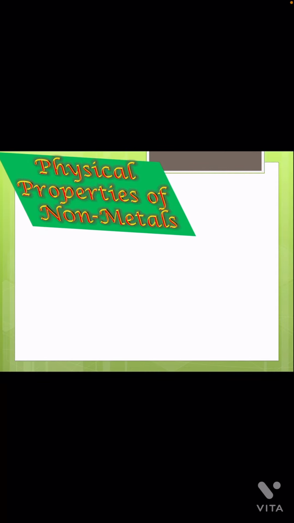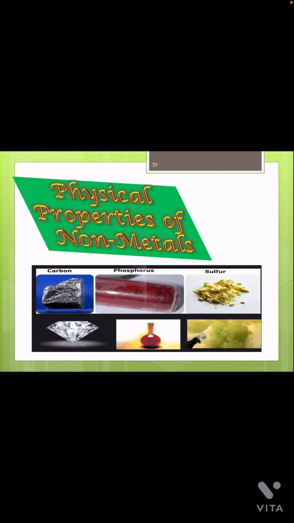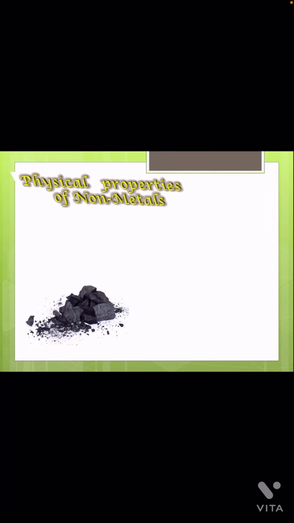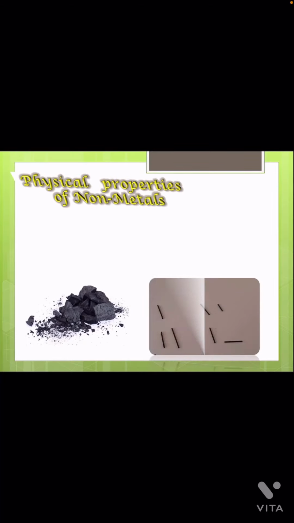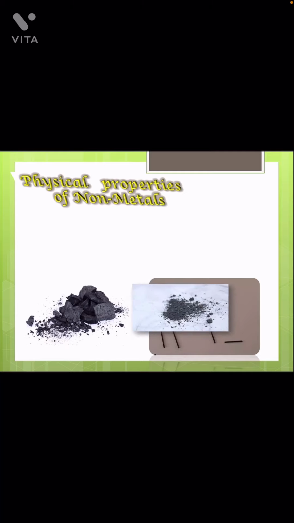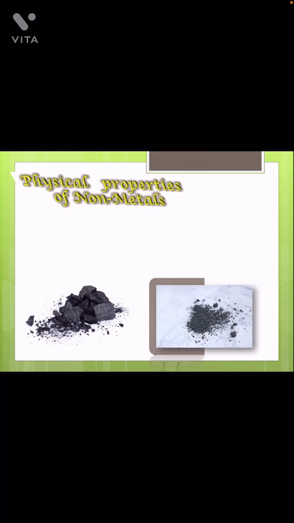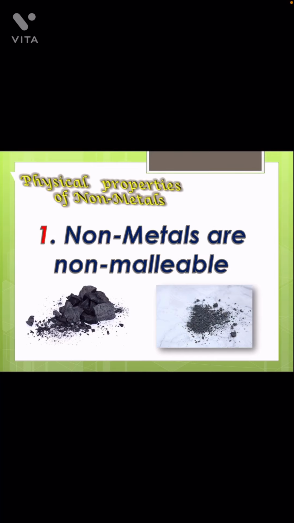Let's see the physical properties of nonmetals. We have discussed that some materials like coal and pencil lead break up into pieces while striking with a hammer. They break down into a powdery mass on tapping with a hammer. They are non-malleable. Non-metals are non-malleable.